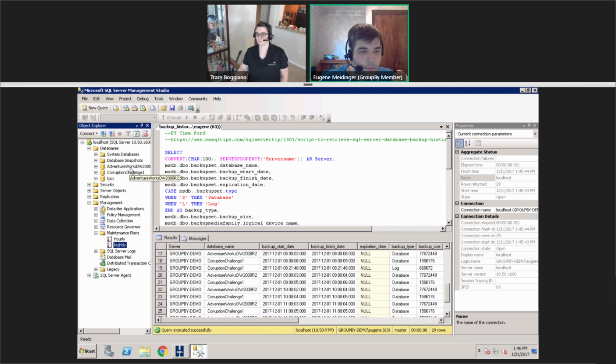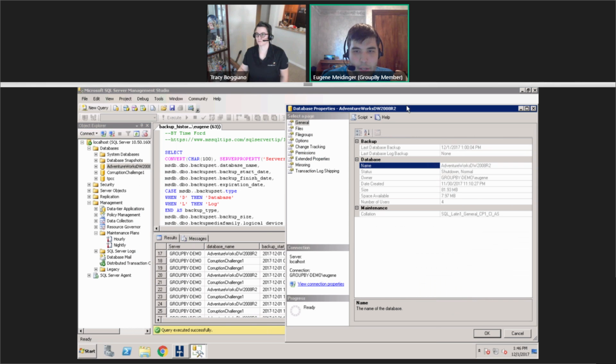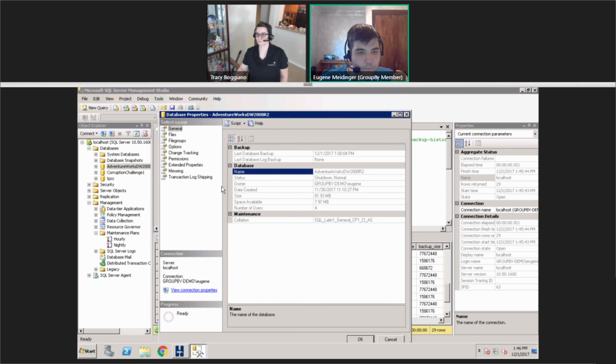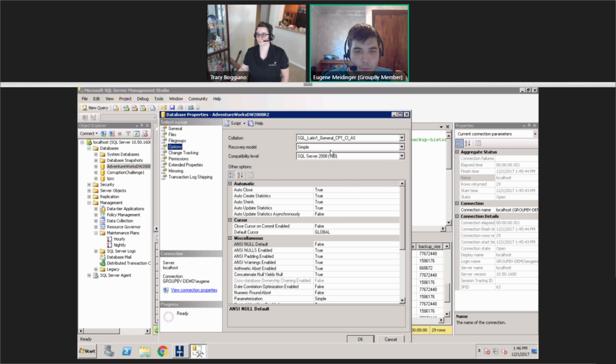And so if I expand this out and I go to properties, options, we can see it's in simple recovery model. And so what that means is that as soon as those transactions are saved to the log to disk, they're written back to the data piece, so we don't have to back up the transaction log. So again, if this was actually AdventureWorks, this would be great because it's a development database. There's certain circumstances where, again, the business doesn't need point-in-time recovery.